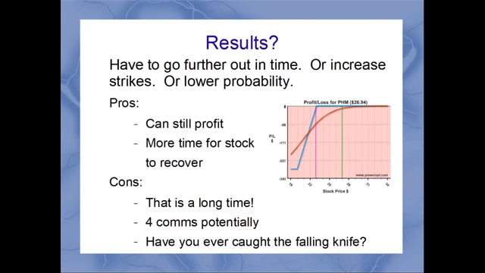I could take the lower probability and gone with the 26 strike and maybe bought a 23 or a 22, increased the strikes, but gotten the 35-cent net credit. But now I've got a 70, 71% probability, not the 80 I want. Okay? Now the pros of this adjustment is you can still potentially profit. You've given yourself more time for the stock to recover. The cons of it is I find you usually find yourself going further out in time than your trading plan.